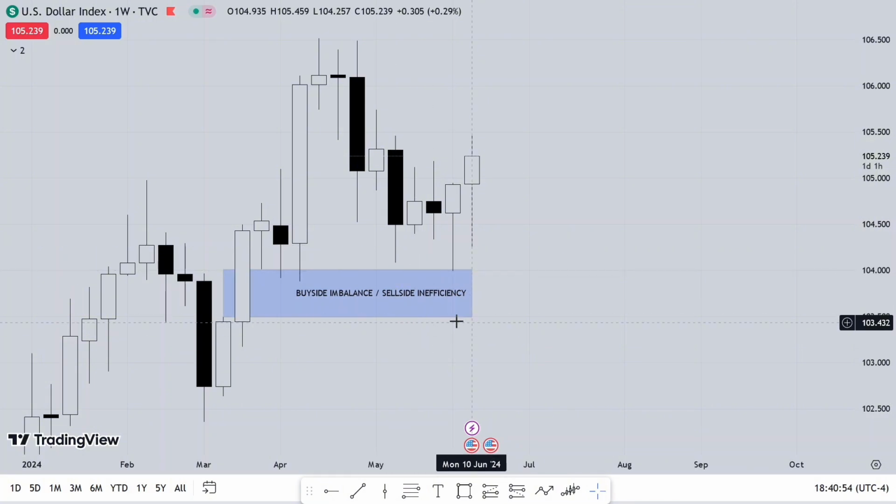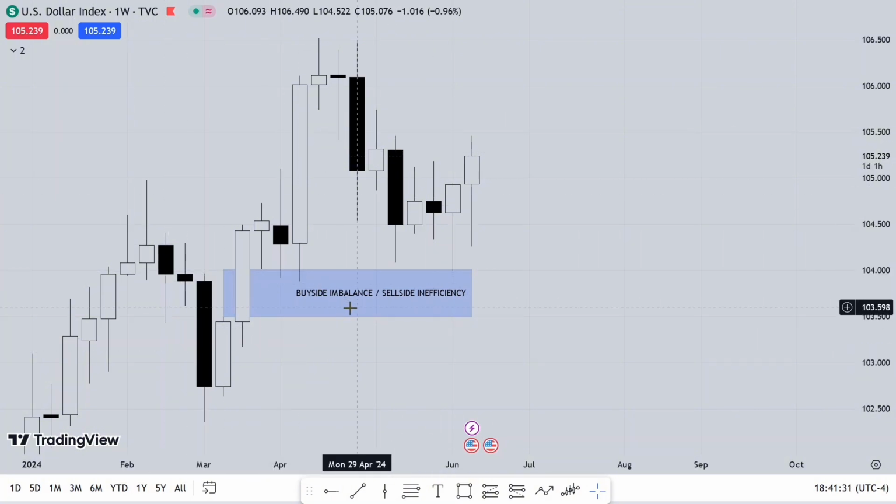Does that make sense? The buy side imbalance was created because you have a one directional move, energetic upward, which left this pocket of price action. This is candle number one, this is candle number two, and this is candle number three. And as you can see, the low of candle number three to the high of candle number one does not overlap, and this is what creates this imbalance. So price offered buy side delivery and it is lacking in sell side delivery.